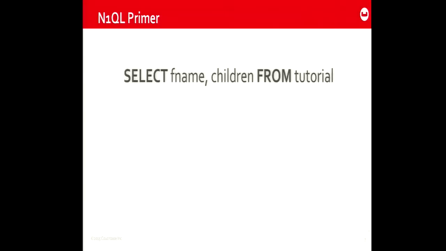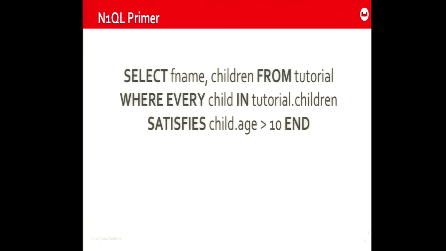So here's a Nickel query. It looks pretty much like SQL. We select some fields from a tutorial bucket. So it's pretty much like SQL, but we can do some more advanced things, like dig into a sub-part of the document, an array in the JSON document in this case, and do some predicates on the content of the array, for instance.